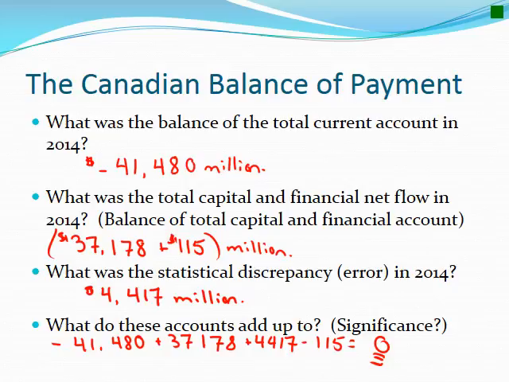And what is the statistical discrepancy error in 2014? And if we add up all of these accounts, it's a wonderful thing to see. And it does indeed equal zero. So just proving out the theory.